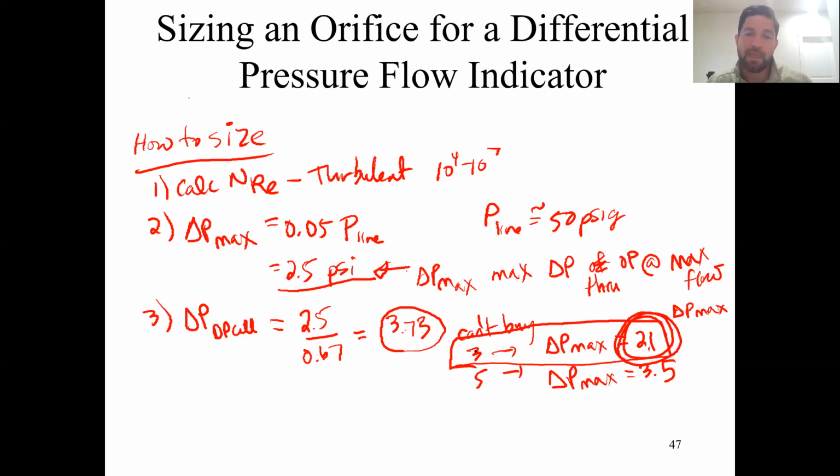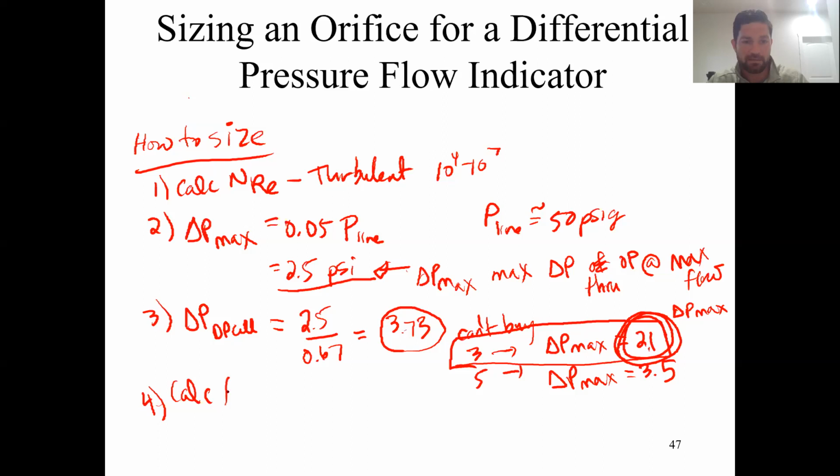The problem now with me guessing to use a smaller DP cell is that if my maximum delta P at max flow is 2.1, the pressure drop at lower flows is going to be smaller, and it might be too small that we could measure. So that would be something that we'd have to check. Okay, now that we've done this, step 4, we're pretty much done.